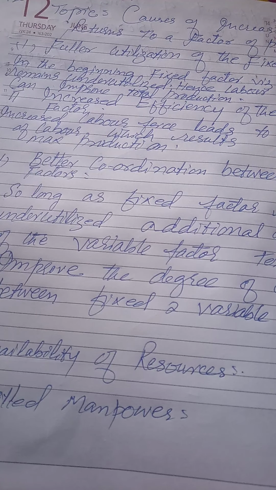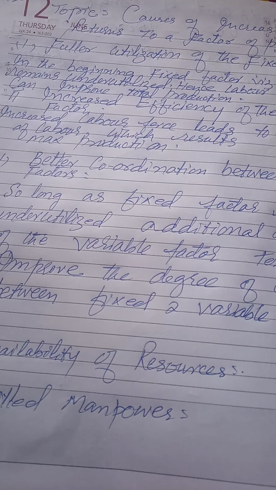And availability of resources is one of the important things. The resources should be abundant and available, so that the production level of any factor of production is possible. And skilled labor force is the pivot around which this whole activity of an industry or of a firm depends. So skilled labor force will also lead to increasing return to a variable factor of production.